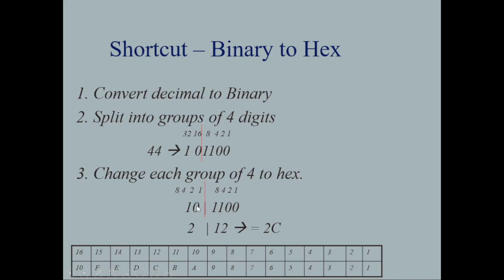Those are those groups. Then you just convert the individual nibble from binary back to decimal, or back to hex, I guess I should say, right? So here we have one group of 2, 0 groups of 1, so that's a 2. You say 2 in hex. Here we have one group of 8, one group of 4. 8 plus 4 is 12. In hex, 12 is written as a C, so 2C. So 44 in decimal is 2C in hex.